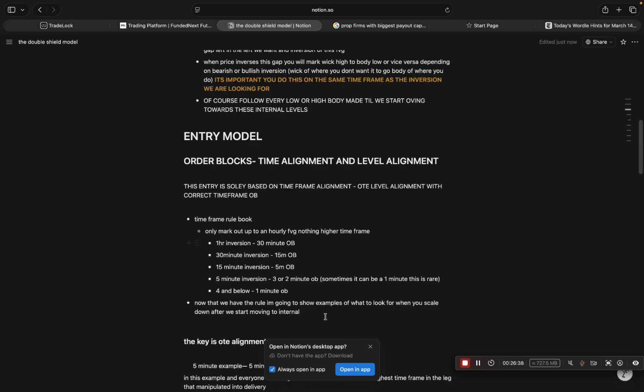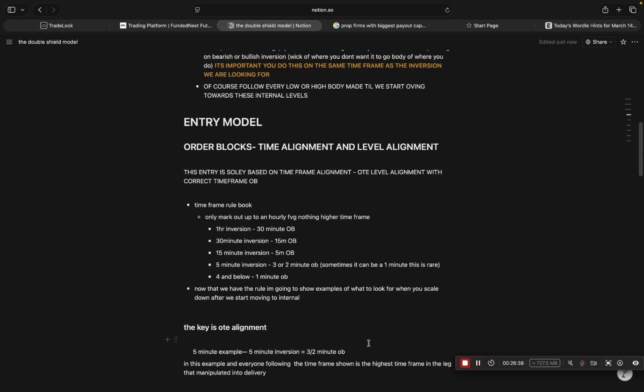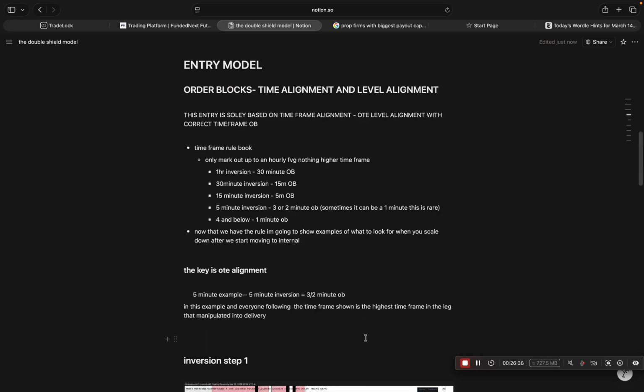This is an amazing model. This has actually been stupid and game-changing. Most of you guys will find that it will be game-changing for you guys as well. But the biggest thing I want you guys to take note of is this time frame rule book.